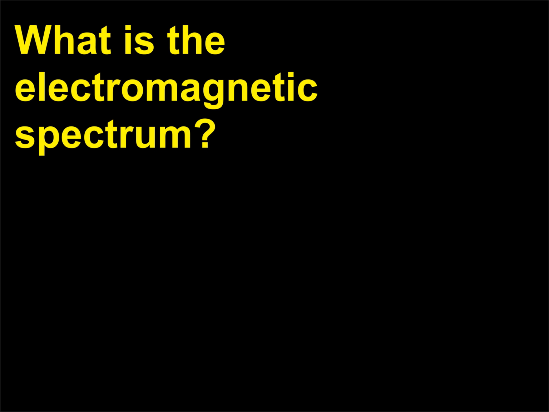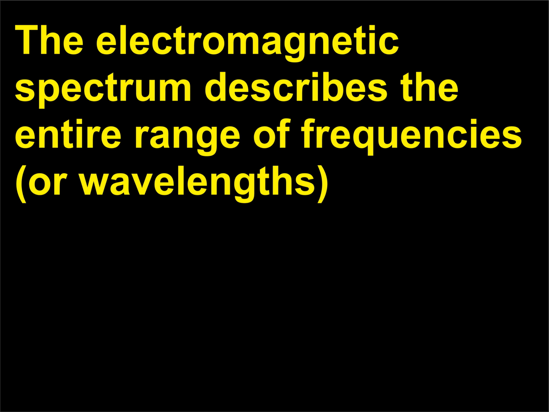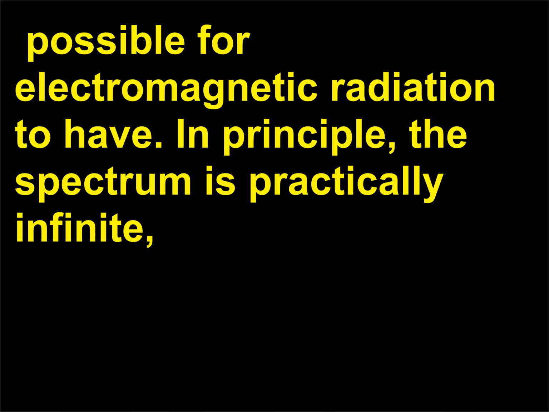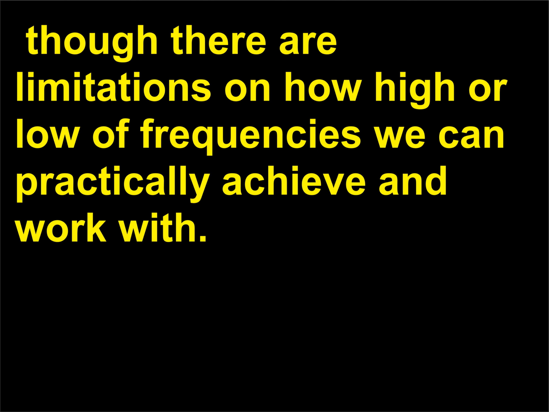What is the electromagnetic spectrum? The electromagnetic spectrum describes the entire range of frequencies, or wavelengths, possible for electromagnetic radiation to have. In principle, the spectrum is practically infinite. Though there are limitations on how high or low of frequencies we can practically achieve and work with.